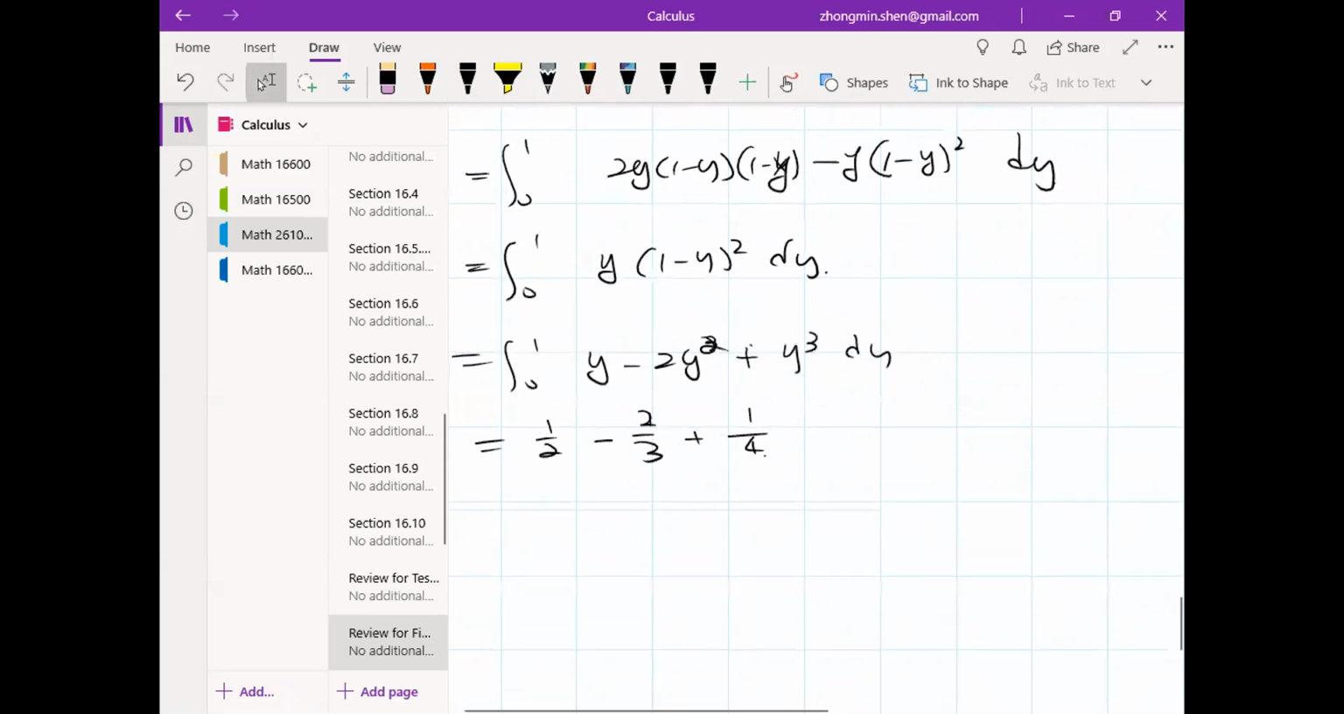There are two different types of triple integrals. You should know how to do it. Sometimes you are given the region, sometimes you are given the coordinates for the region.